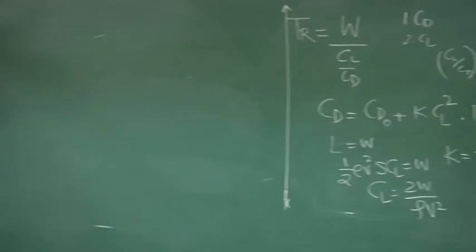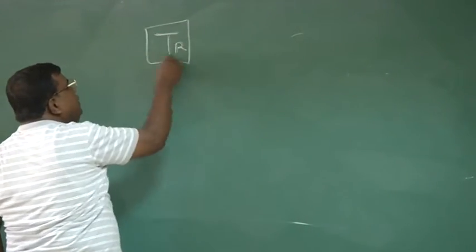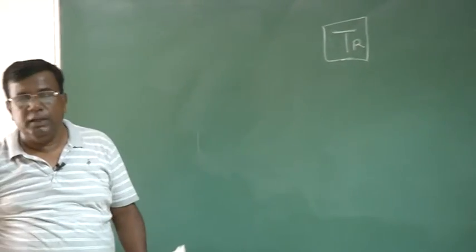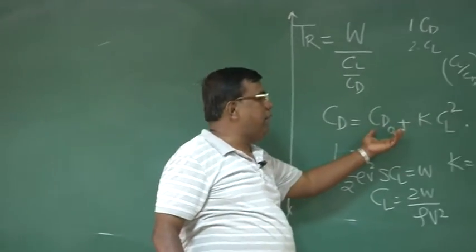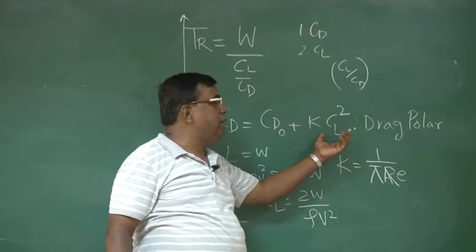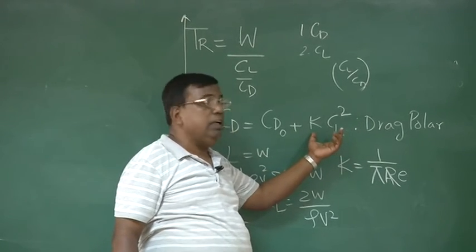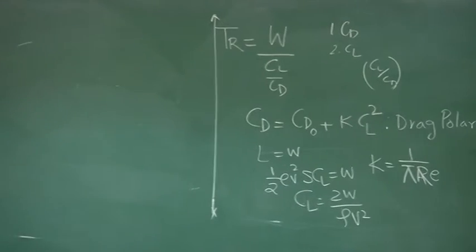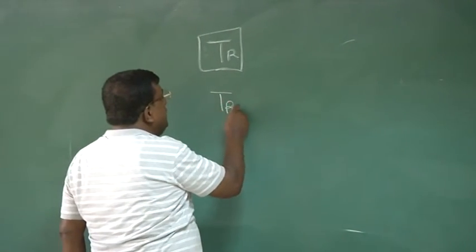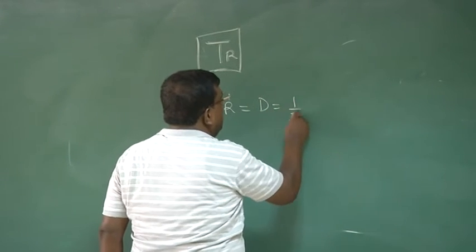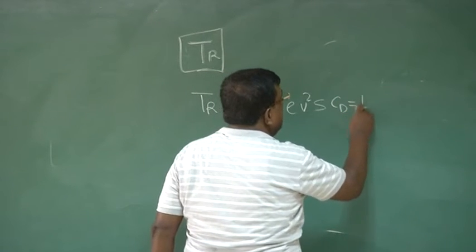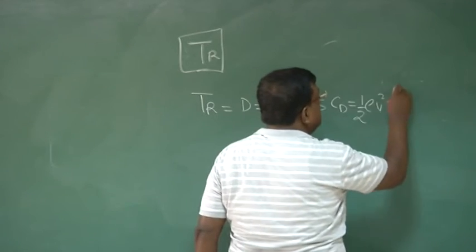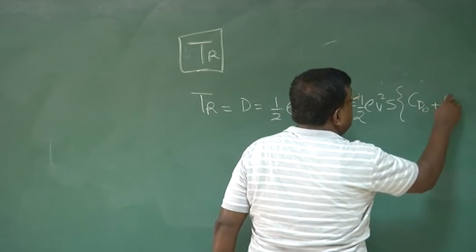Let us ask ourselves, why do I need thrust required? Our aim is that we require thrust just to balance the drag. And who is giving us drag? Drag is because of zero lift drag, CD naught, and because we require lift, that also gives a drag, which I call induced drag, right? So if I now write thrust equal to drag, it equals half rho V square S CD, and then further I write it as half rho V square S times CD naught plus K CL square.